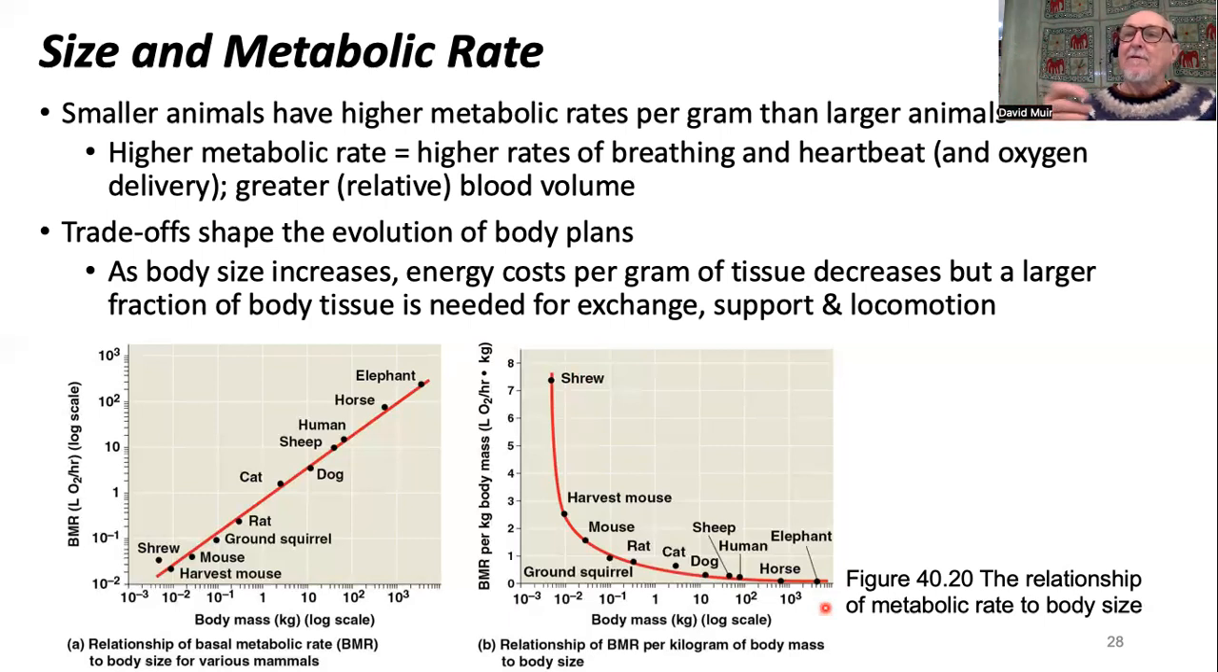Even the mechanisms of evaporative cooling, panting, etc., are insufficient because the surface area to volume ratio is so different. The surface area to volume ratio in the shrew is very high. It's very low in the elephant. And the basal metabolic rate of the individual cells is in fact lower in the elephant than it is in the shrew.